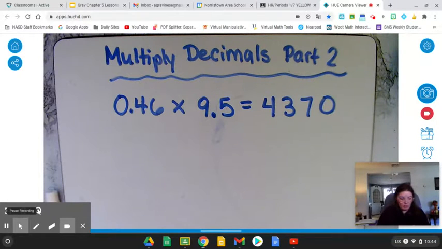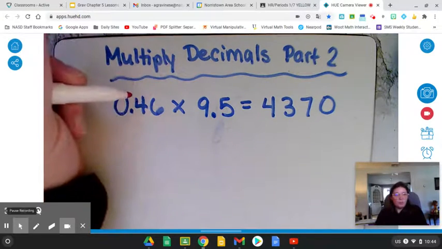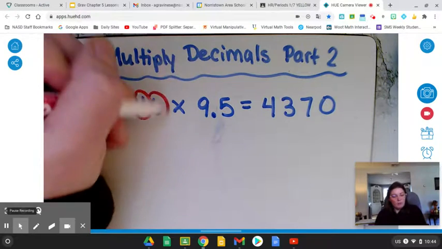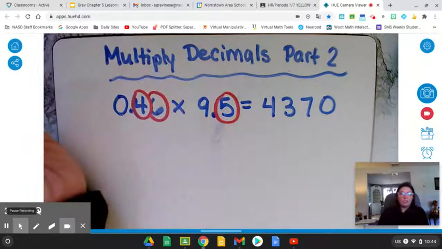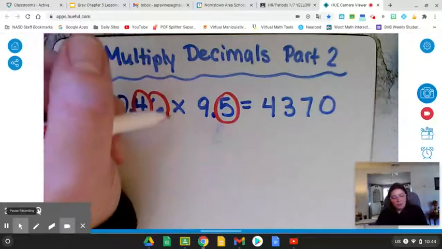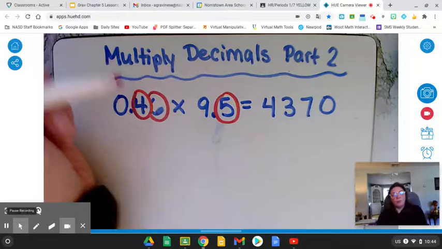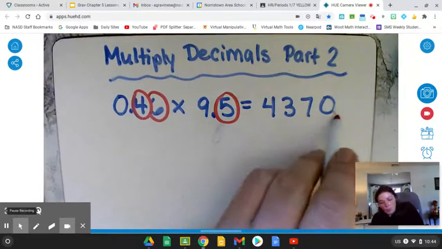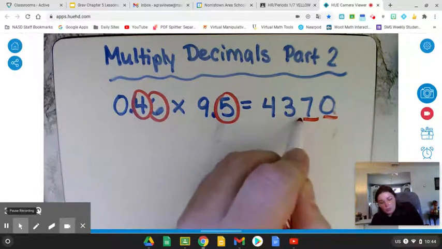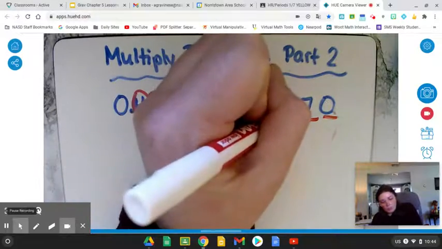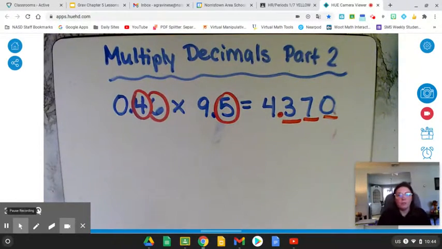I'm going to do the counting method first. I'm going to circle all of the decimal place values in my factors in my problem. 1, 2, 3. Those digits are all after my decimal point, to the right of my decimal point. So I have 3 decimal place values in my problem. That means I need 3 in my answer. 1, 2, 3. So according to that method, the decimal point goes between the 4 and the 3.